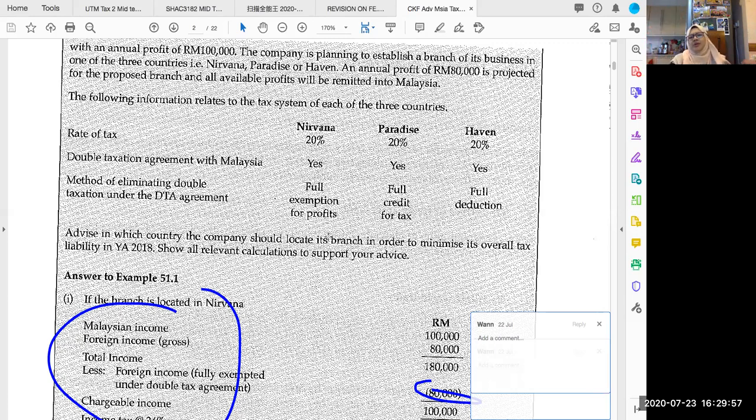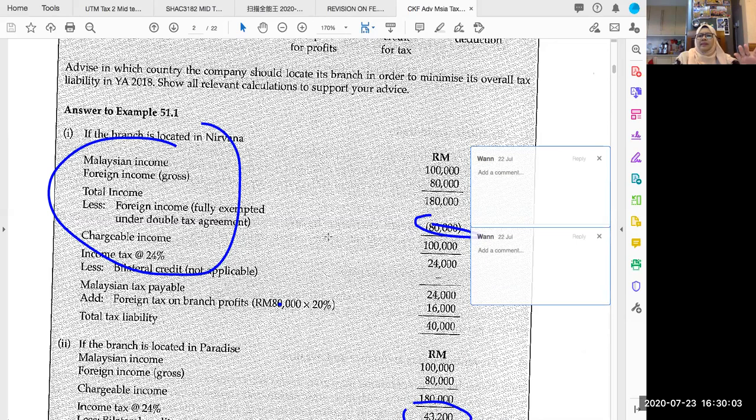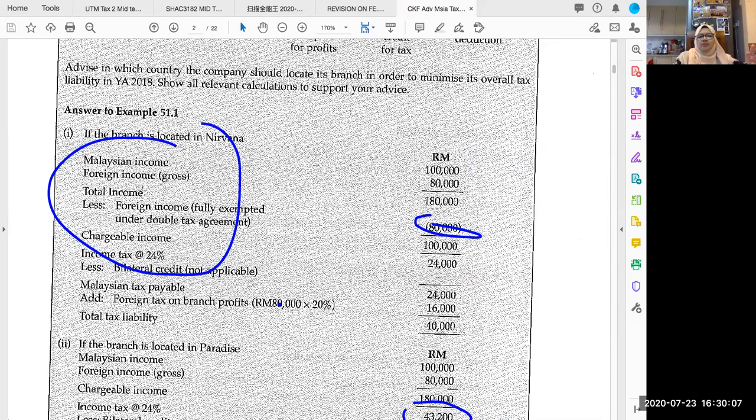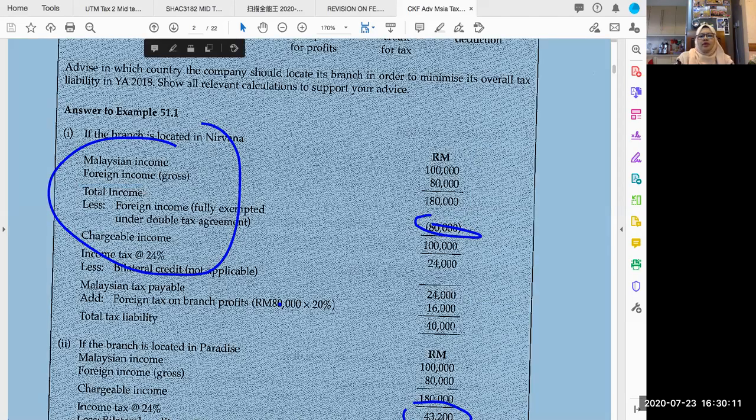Then you have to compute all your income. In this case, you have income from Malaysia and also income from overseas. So you add them together to get total income. The method is still the same, whereby you have to come to your total income. You add your Malaysian income and your foreign income.